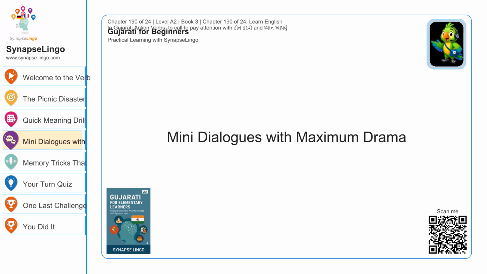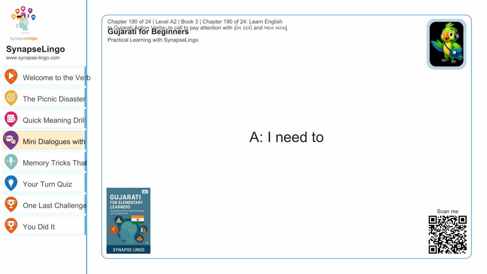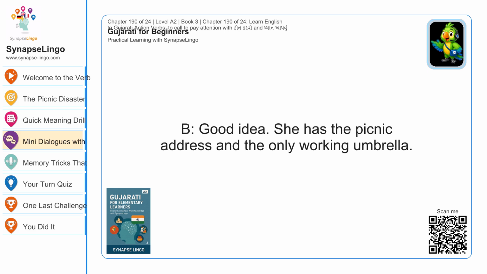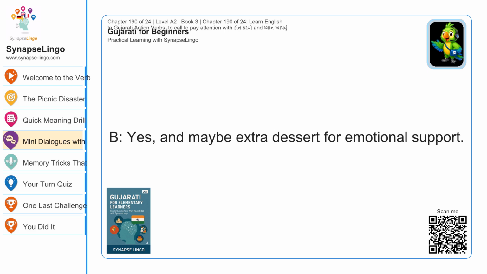Mini dialogues with maximum drama. Here comes the fun part. Listen to these tiny scenes and notice how natural the verbs feel. A: I need to ફોન કરવો Maya. B: Good idea. She has the picnic address and the only working umbrella. A: She did not answer. B: Then she should પાછો ફોન કરવો soon. A: Should I લઈ આવવું dessert? B: Yes, and maybe extra dessert for emotional support.